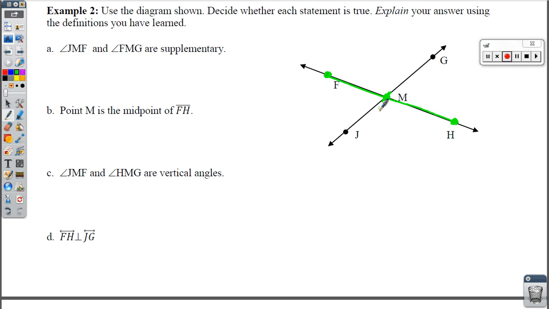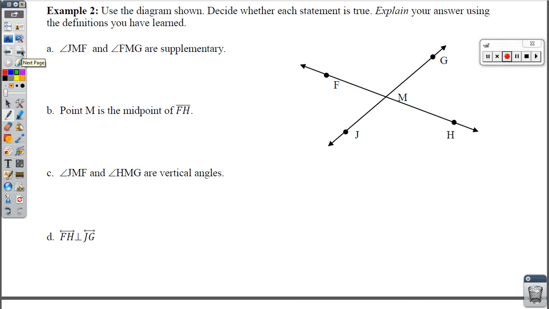So even though it kind of looks like it's the midpoint, we cannot say that it's the midpoint because we don't have enough information. There's nothing that tells us that it absolutely unequivocally is the midpoint. It just kind of looks like it is, and that's not good enough. So we cannot say that M is the midpoint. We don't have enough information for that.